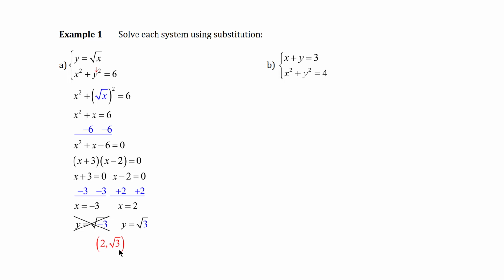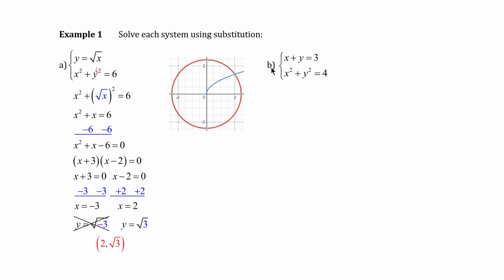Just to give you a better intuition of what's going on, graphically, this solution represents the intersection of our system of equations. Over here, we have the graph of y equals the square root of x, and we also have the graph of x squared plus y squared equals 6. This is just a circle centered at 0, 0 with a radius of length square root of 6. You can see here on the graph, the intersection takes place in quadrant 1 at the point 2, root 2.